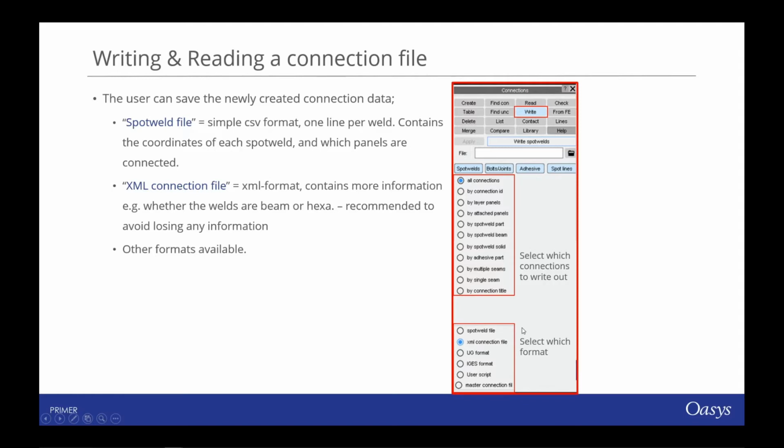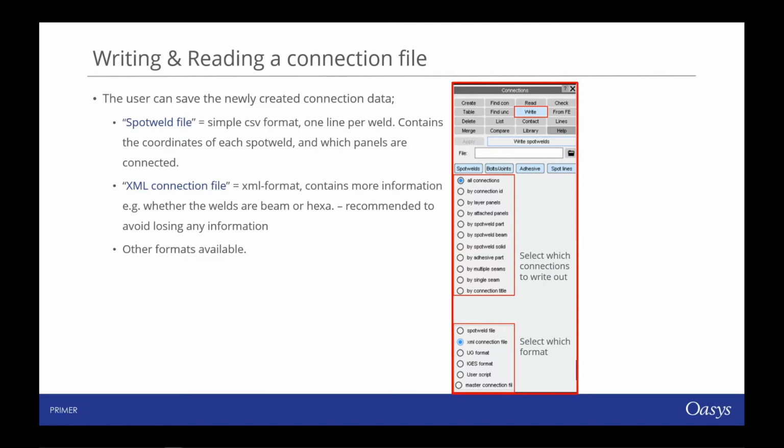There are two main file types for spot welds. One is a spot weld file, and this is a simple CSV format in which there is one line of data per weld. This contains the coordinates of each spot weld and the panels to which it is connected. And then you have an XML connection file.